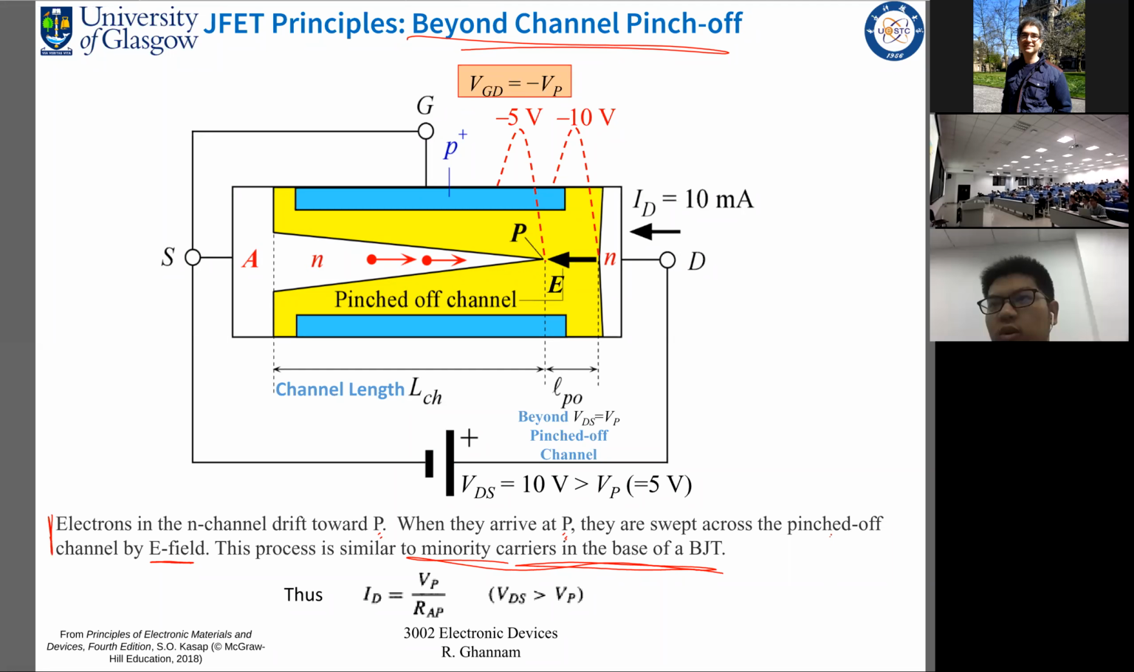And obviously, this channel has a resistance. So the resistance of this channel is usually denoted in terms of RAP. So RAP, this is the resistance between points A and P. And this resistance is obviously changing as a result of the VDS voltage that we are applying.